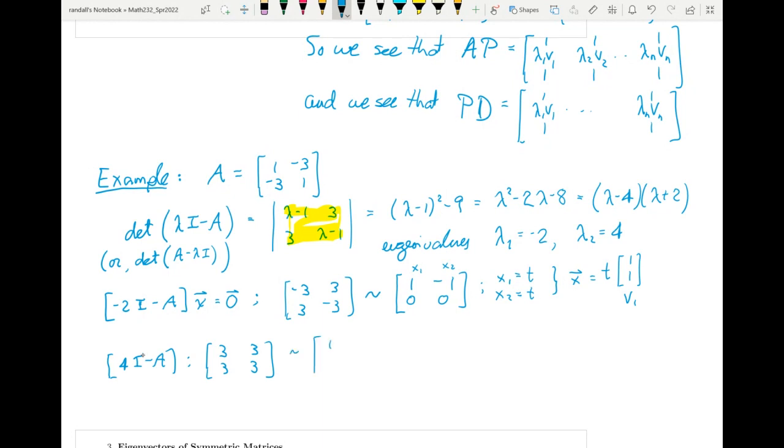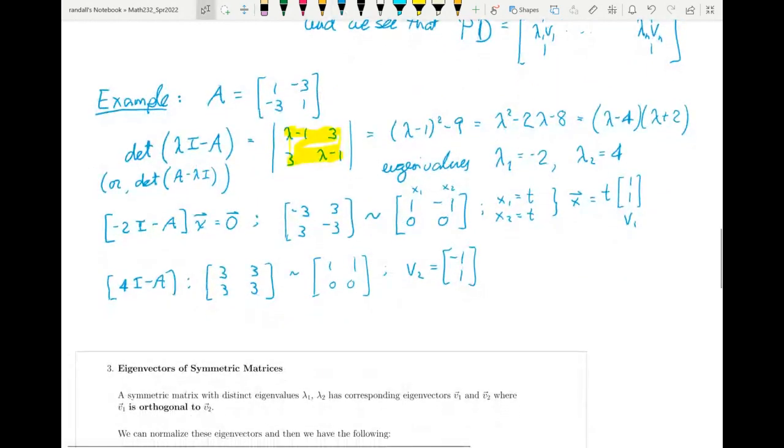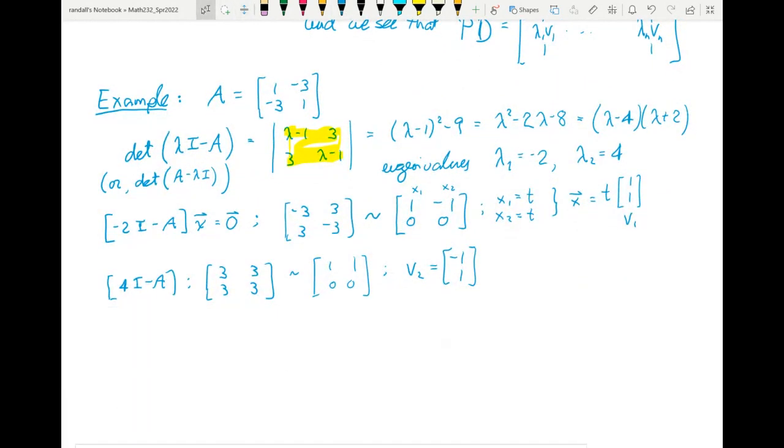And I'll row reduce that to 1, 1, 0, 0. Okay, and then we'll see that v2 now is going to be minus 1, 1. Okay, now I can take any multiple of the eigenvector. It's still an eigenvector, so I selected this multiple. So now I have the two eigenvectors.